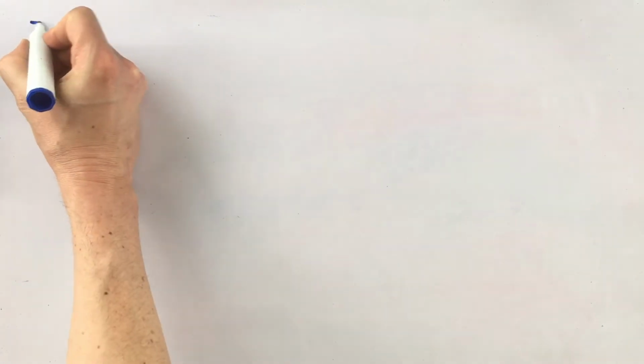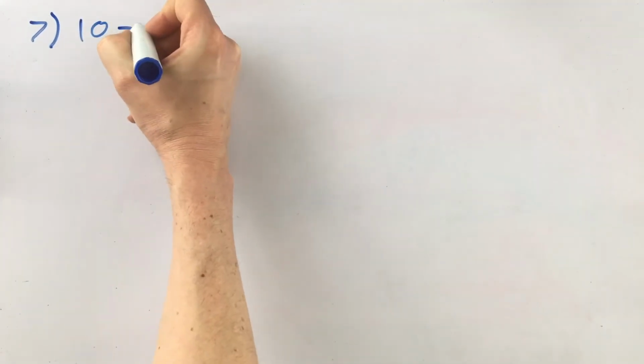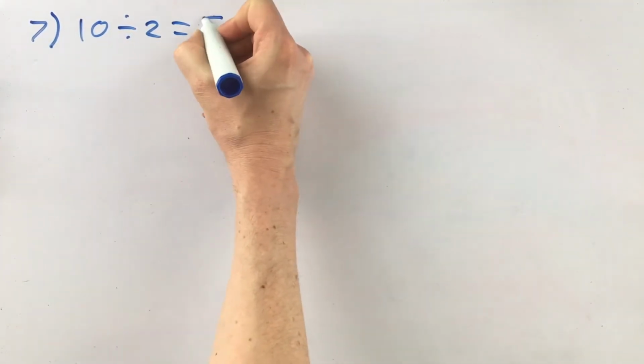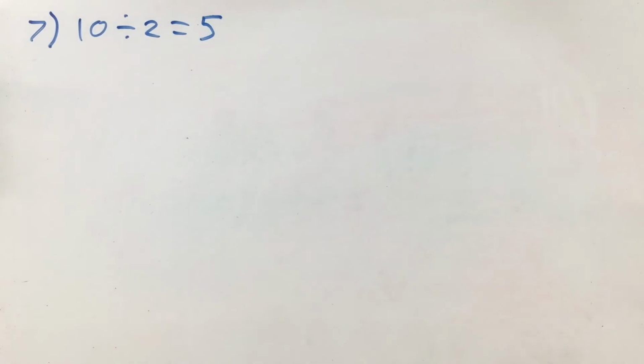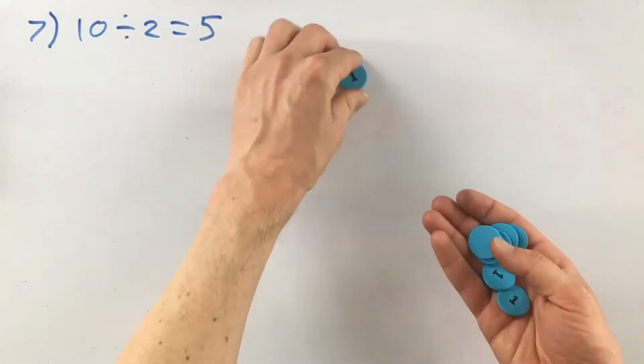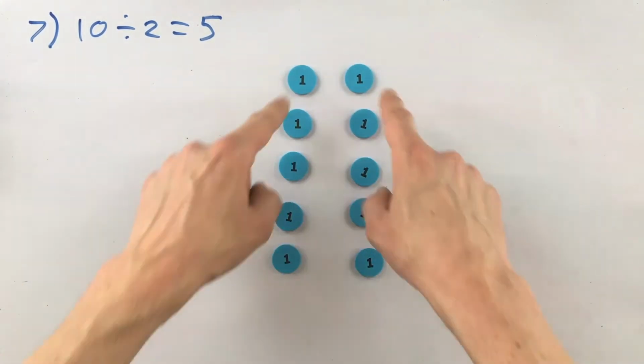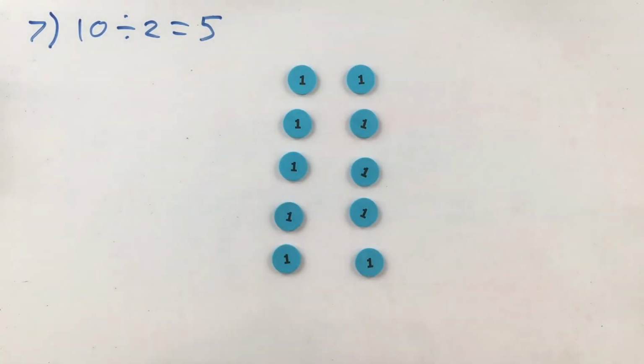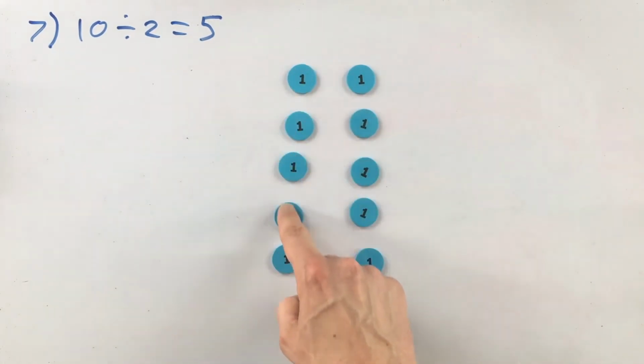Now to answer the blue questions. Half of 10 is the same as 10 divided by 2, and that is 5. If you need to visualize that, you just need 10 coins. You put the same amount on both sides, and you can see half of 10 is 5. 1, 2, 3, 4, 5.